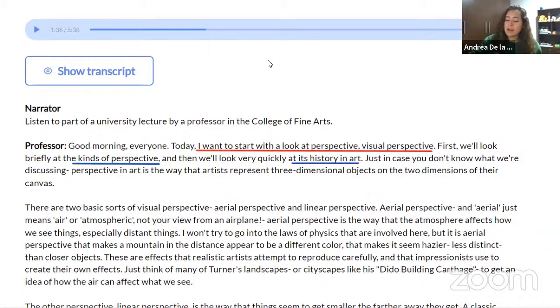So just by hearing that, you guys should already know the organizational style that this lecture will have. Because when the professor says that they're going to first look at the kinds of perspective, that means classification, right? And if you know that it's classification, then you're going to be paying attention for the different types of perspective and their definitions and their examples. And then when the professor says its history in art, then you know that's going to be sequence of events.